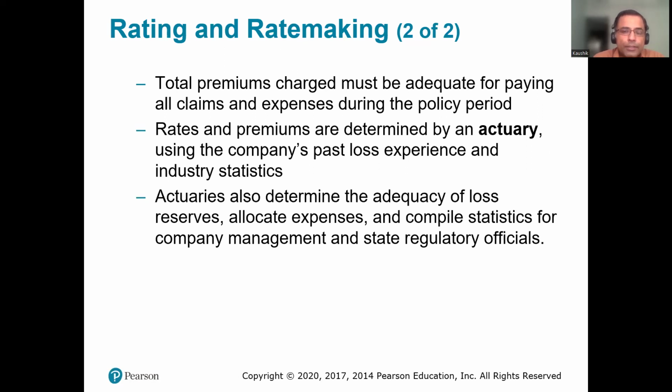So the idea is the total premium charged to all customers should be adequate for paying out losses as well as covering expenses. So the rate and the premium is decided by the actuary, who is an insurance specialist in the company.